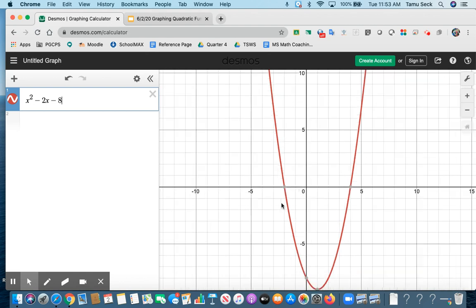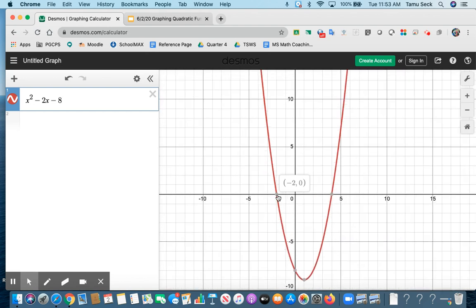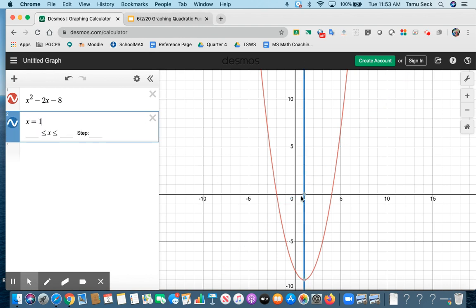Okay. So these are the zeros at -2 and at 4. The vertex is at 1, -9. That means the axis of symmetry is at x is equal to 1. So I can actually type that in there so you can see it. x is equal to 1. So you can see the axis of symmetry divides it in half. And the y-intercept is at 0, -8.